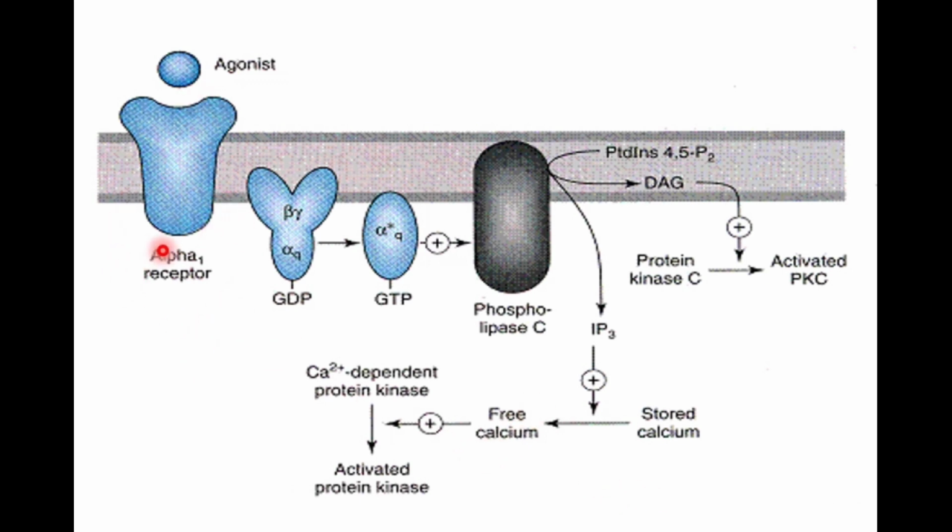Alpha 1 receptors activate phospholipase C, producing inositol triphosphate and diacylglycerol as second messengers. Inositol triphosphate releases calcium from intracellular stores, and calcium causes contraction of smooth muscle, as in blood vessels.